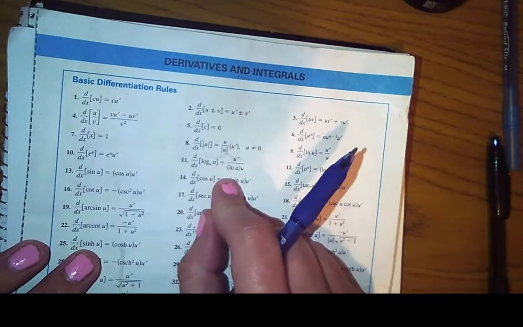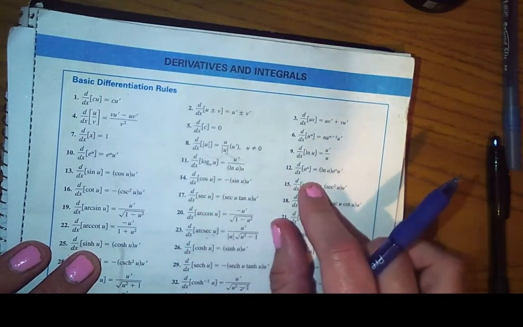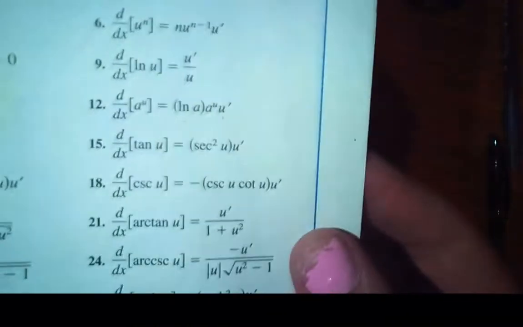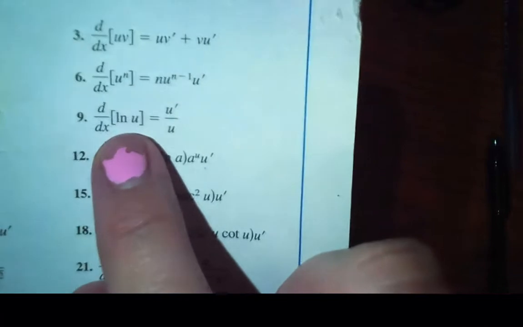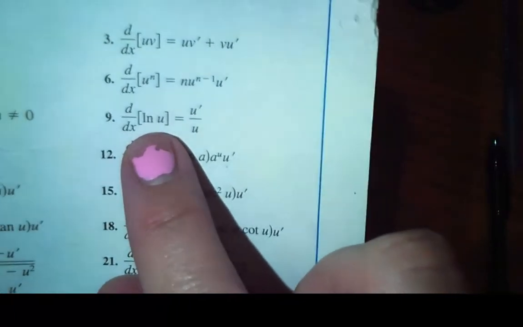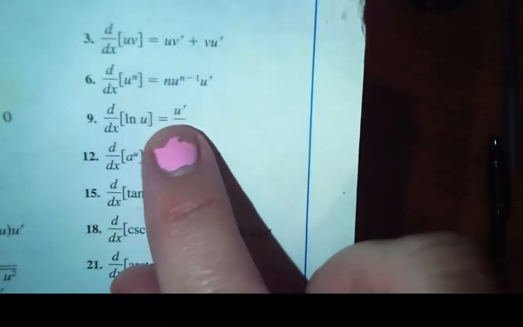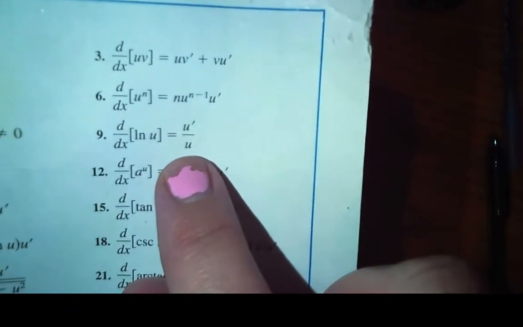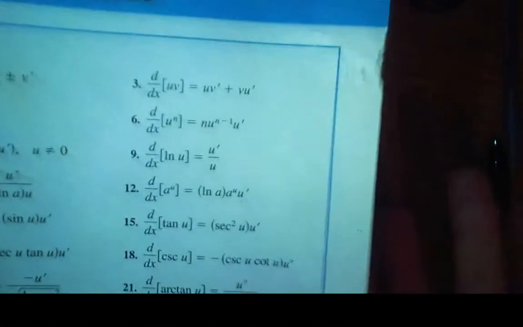5.1 addresses the derivative of a natural log. So if you look at number 9 on your little sheet, here's number 9. If you are given a natural log, the method of differentiation is you take the derivative of the argument and then write it over the argument itself. That is the method of differentiation. What makes it difficult sometimes is if that argument is nasty.